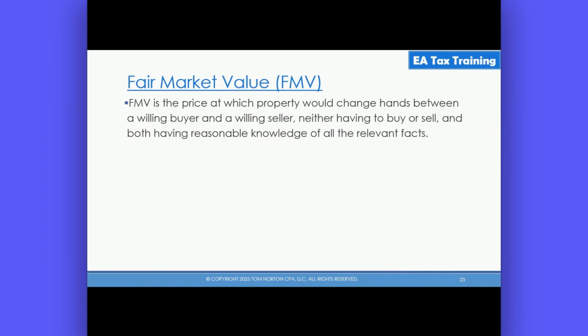And both of them have reasonable knowledge of all the relevant facts. So it's not like it's a car and the seller knows that it's got some big mechanical problem that the buyer doesn't know about. No, they both know all of the relevant facts about that car. So what is the price that that car would sell for between those two parties? That is that asset's fair market value. So that's kind of an ideal case. That may not happen all the time in the real world, but when we talk about fair market value, or FMV, that's what we mean.